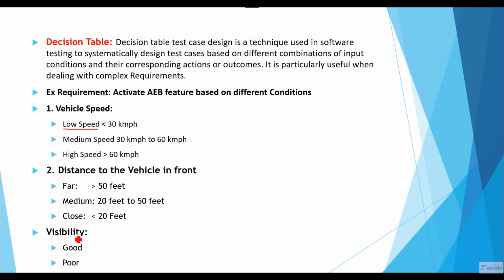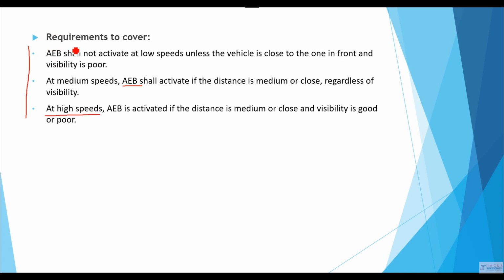Now, what exactly do we have to do with these three inputs? Let's read the requirements. Requirements to cover: AEB shall not activate at low speeds unless the vehicle is close to the one in front and visibility is poor. See, AEB at low speed, we are at low speed. AEB shall not activate at low speeds unless the front vehicle is very close to us and visibility is poor. Only in that case shall the AEB activate. In other cases, AEB shall not activate. That is the first requirement.